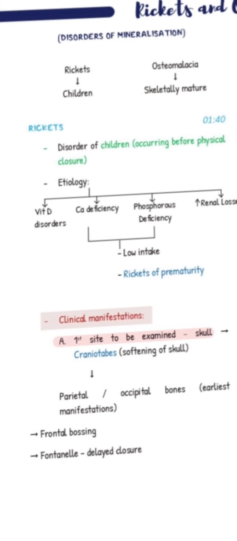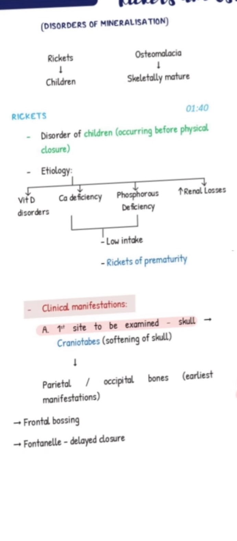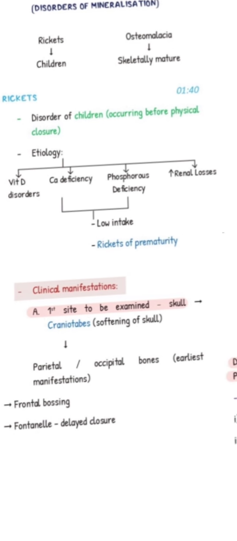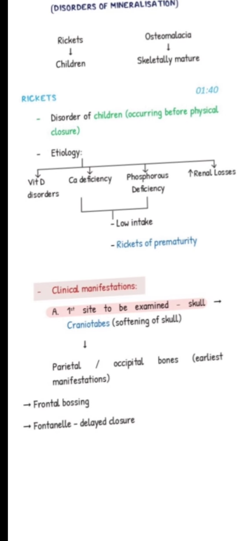If you take low calcium, low phosphorus, and increased renal losses. So rickets of prematurity, calcium and phosphorus deficiency. Okay. In clinical features, what will we see? First site to be examined is the skull. What will you get in the skull? Craniotabes. What is craniotabes? Softening of the skull. The skull is very soft in the rickets children.